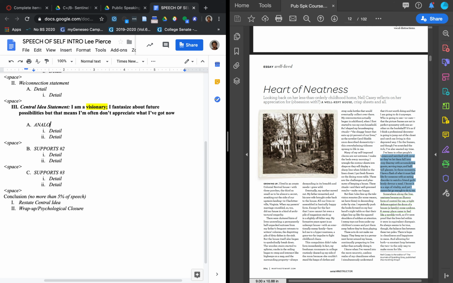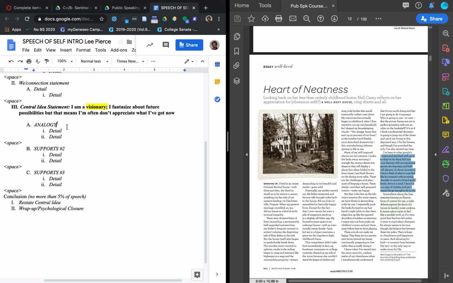You can put them in any order you want. I recommend ordering your supports from weakest, so whichever one is the simplest, to the most complex. That way you're building anticipation and engagement as you go. If you put your weakest, shortest, least interesting supports third, you're losing steam. So I always say order them from weakest to strongest. But for argument's sake, let's put our analogy first.